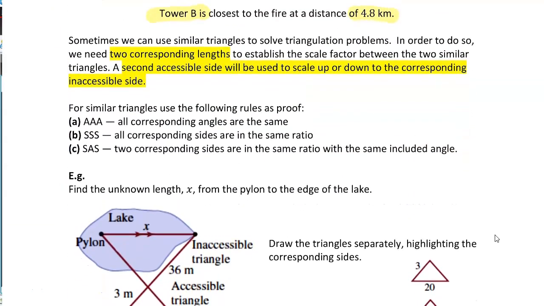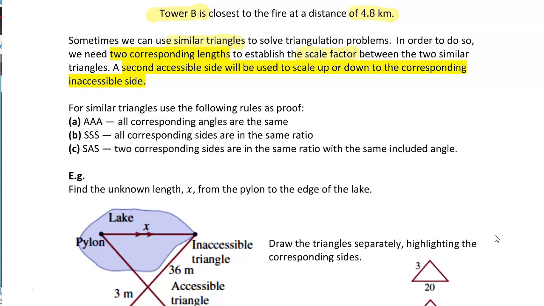Sometimes we can use similar triangles to solve triangulation problems. In order to do so, we need two corresponding lengths to establish the scale factor between the two similar triangles. So we need to figure out that scale factor, the k factor, and the corresponding lengths. A second accessible side we use to scale up or down to the corresponding inaccessible side.